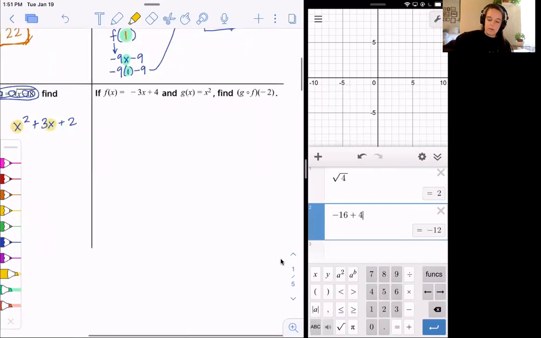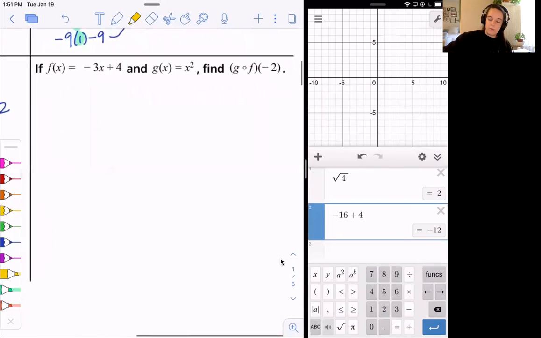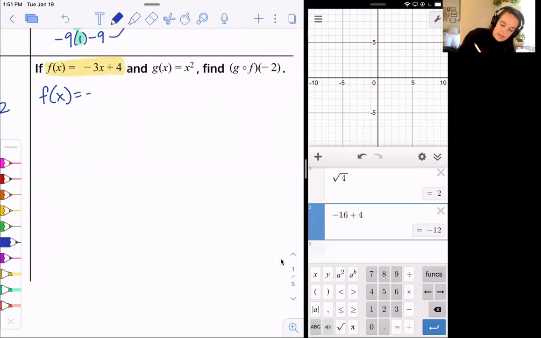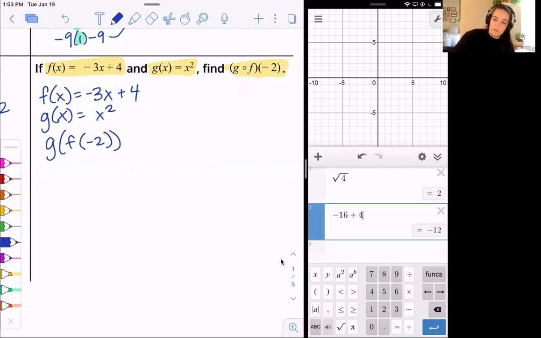So we're going to try one more here. f of x is negative 3x plus 4. g of x is x squared. And this time we're going to find g of f of negative 2.